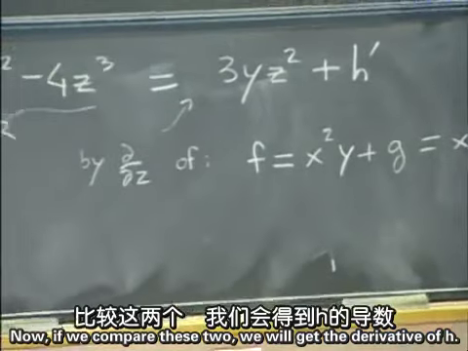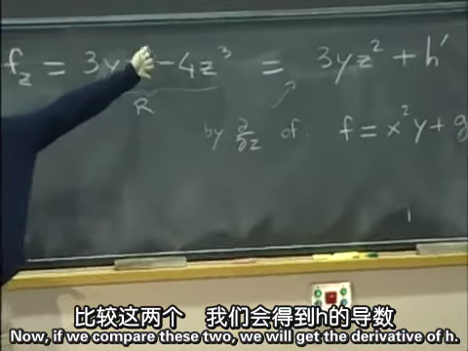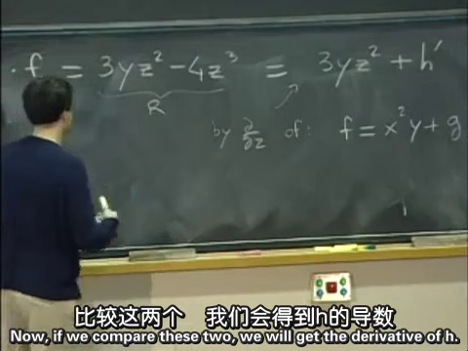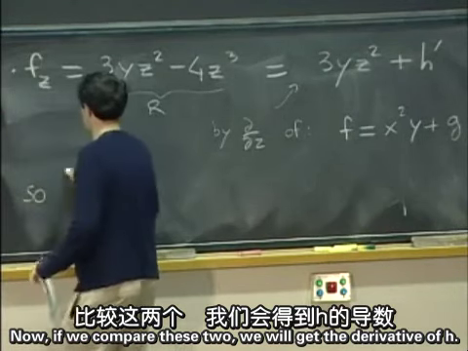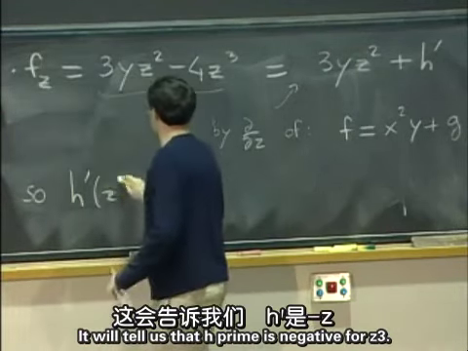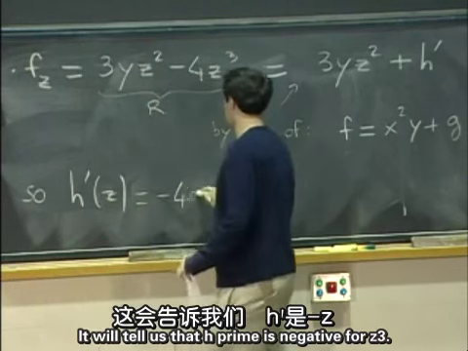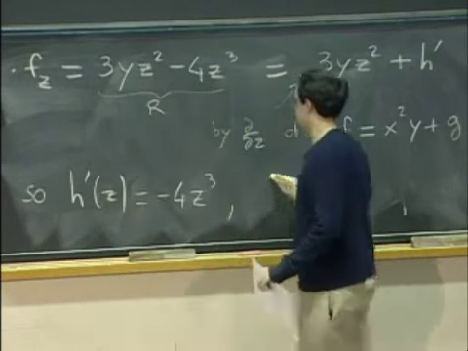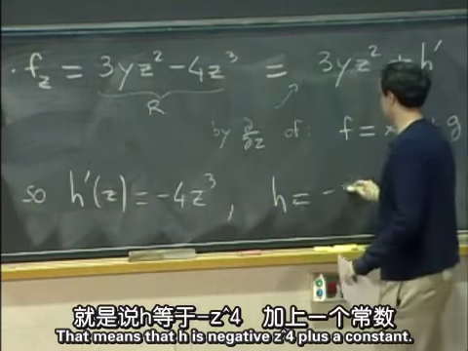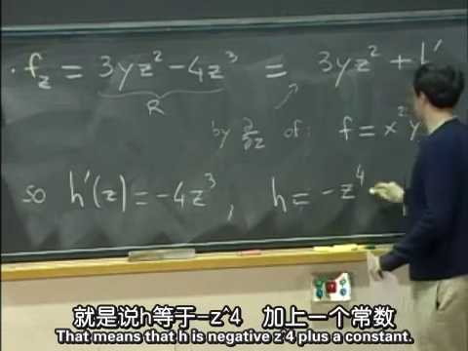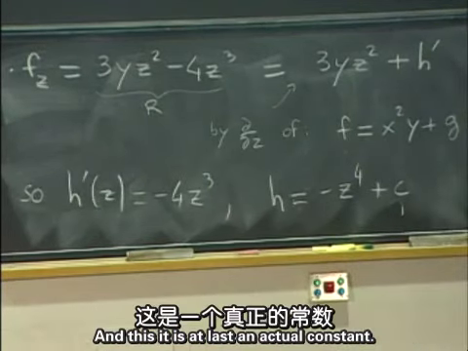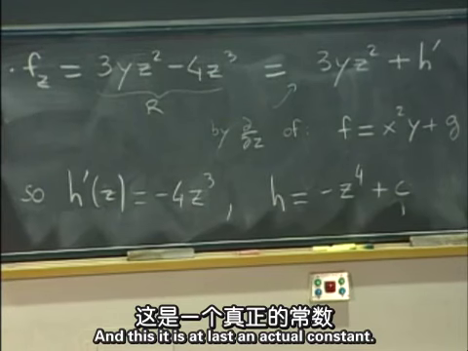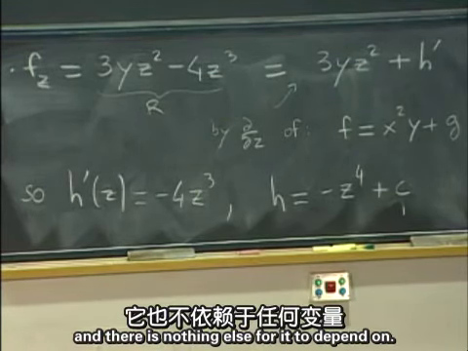Okay, so now if we compare these two, we'll get the derivative of h. It will tell us that h prime is negative 4z cubed, and that means that h is negative z to the 4 plus a constant. And this time it's at last an actual constant, because it doesn't depend on z, and there's nothing else for it to depend on.